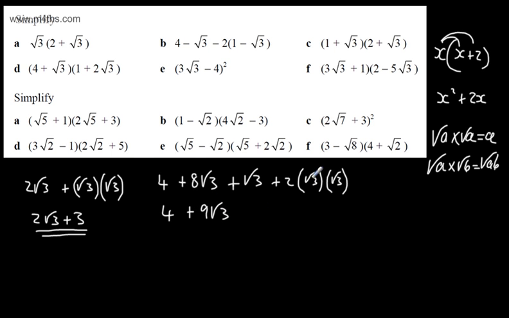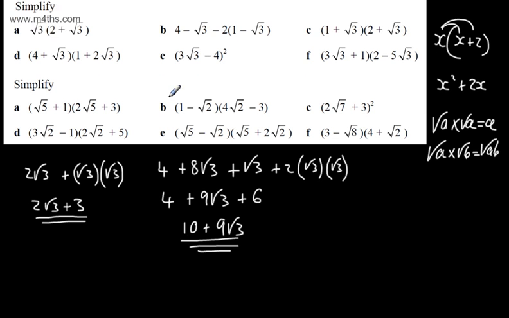Remember, root 3 times root 3 is going to give me 3. 2 times 3, we're going to end up now with 6. So I could write this now as 10 plus 9 root 3. I've simply added the 4 and the 6. So there we go. Nice and fairly straightforward.